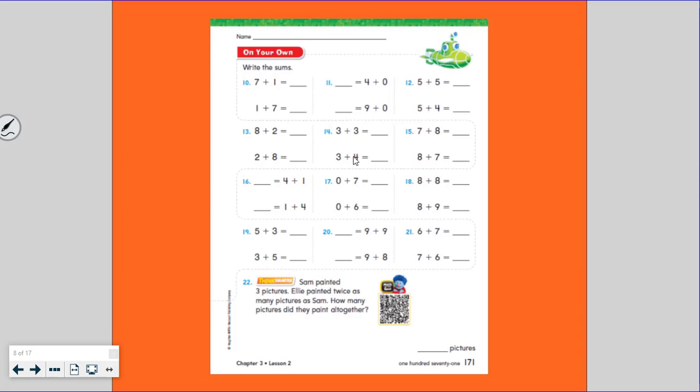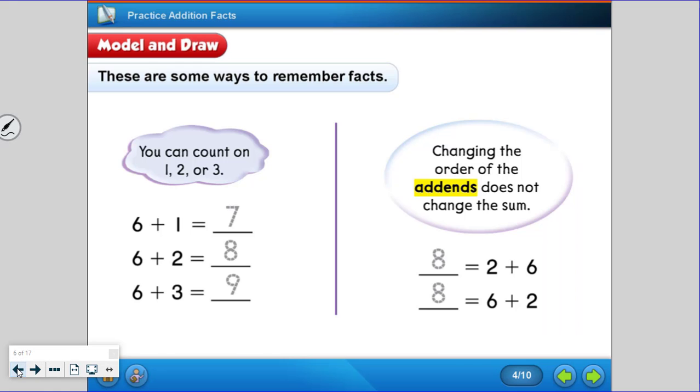And you're going to do all of this page. So you're doing 21 problems. You've already done the Think Smarter problem with your online part of your math. So you're doing 21 problems. And then we're going to go back and check them.